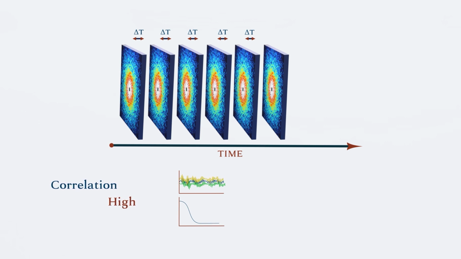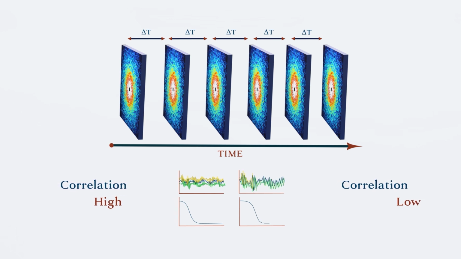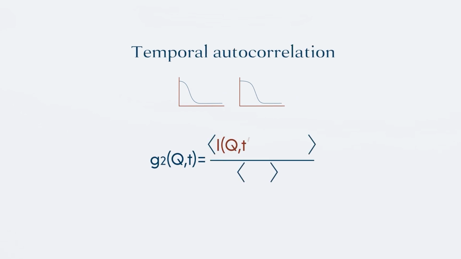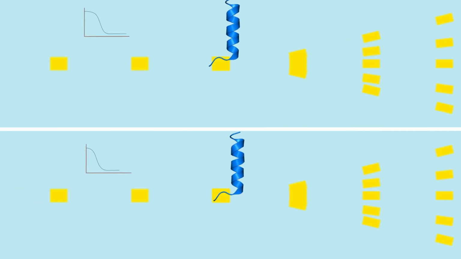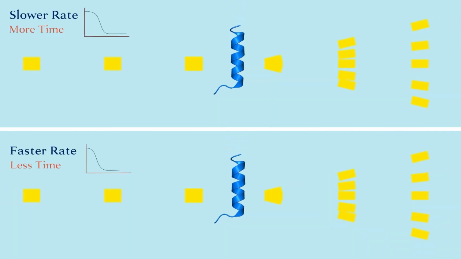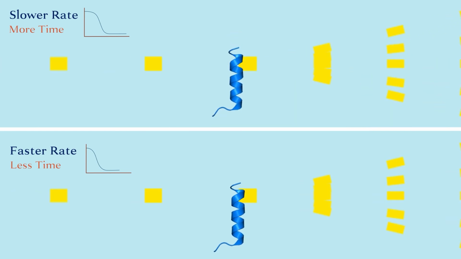However, if the time between the snapshots is increased, the similarity or correlation decreases exponentially, and after some time there is no correlation at all between the two signals. This is called temporal autocorrelation and can be represented by the so-called second-order correlation function, or G2 function for short. If the particles in your sample are moving at a faster rate, the signal will be lost after a shorter amount of time, while the decay of your autocorrelation will take more time if the particles are moving slower.